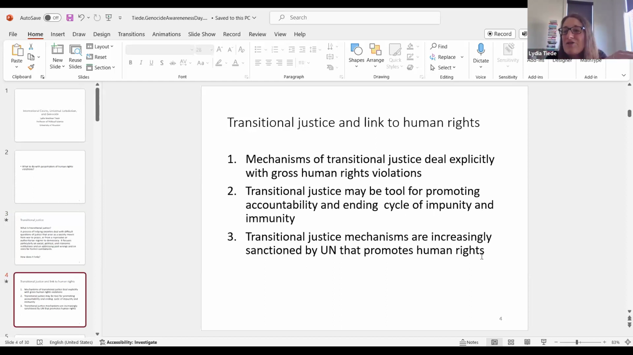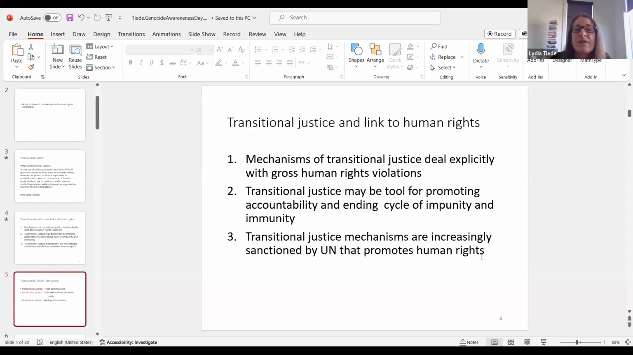Okay, so again, these transitional justice mechanisms, I'm only going to focus on one, which is on courts and trials, but what they're dealing with are explicitly human rights violations. After war, there's all kinds of other types of things that have happened that are horrible. But these tribunals and transitional justice mechanisms in general are really trying to deal with the worst of the worst human rights violations. They try to promote accountability, and over time, the United Nations has actually sanctioned these methods as a viable means of resolving issues after conflict ends.